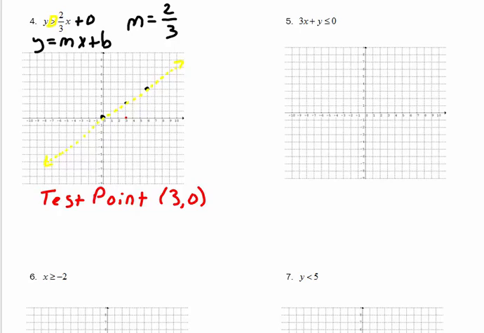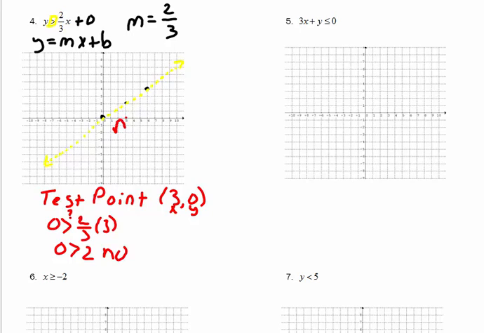So plugging in 3, 0, that means x is going to be 3 and y is going to be 0. I get 0 is greater than 2/3 times 3. And I want to know, is that true? So I'll put a question mark. 3 times 2/3 is actually just 2. And is 0 greater than 2? No. So 3, 0 did not work.